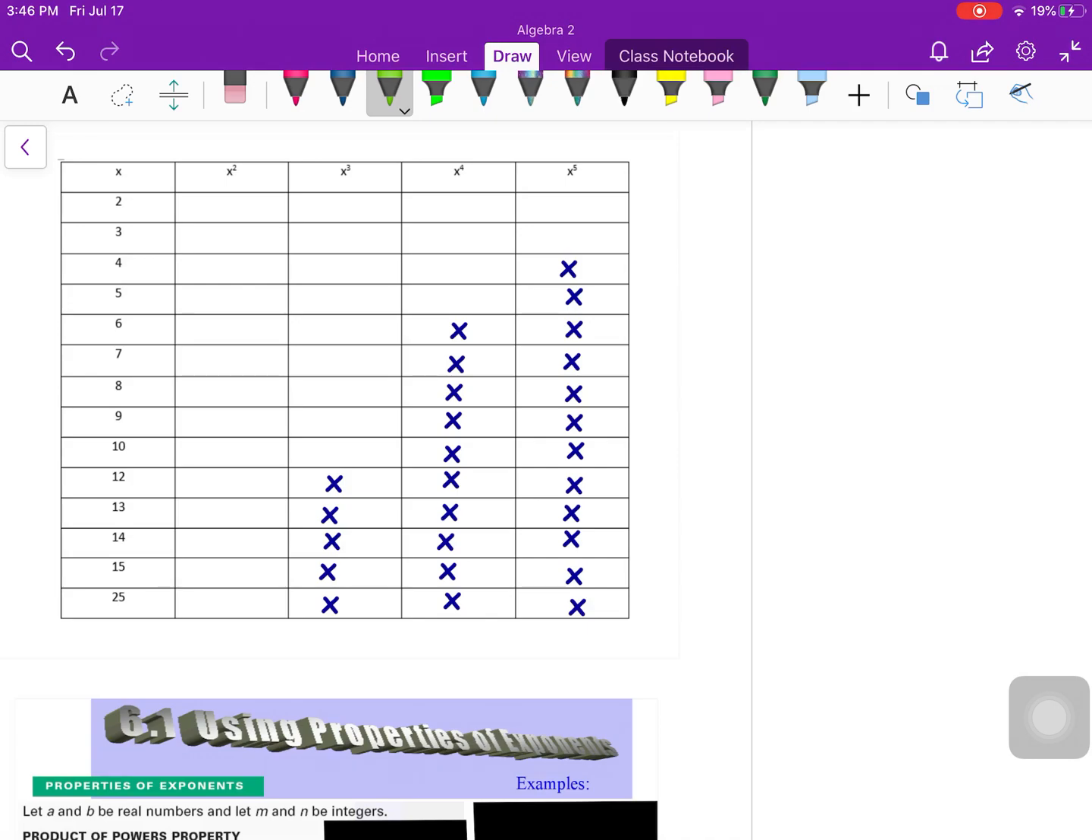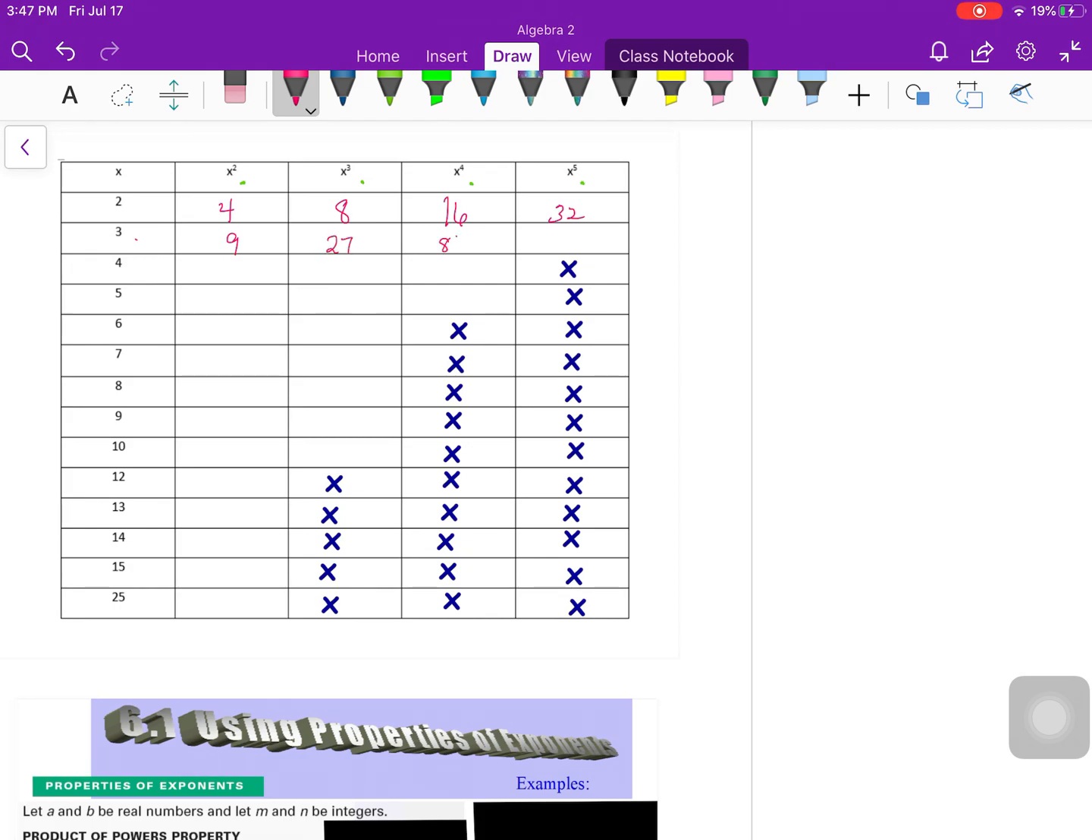All right, before we start chapter 6, which is on properties of exponents, let's see if we can fill in what each of these values raised to the second power, the third power, the fourth power, and the fifth power is. So in other words, 2 squared is 4, 2 cubed is 8, 2 to the fourth is 16, and 2 raised to the fifth is 32.